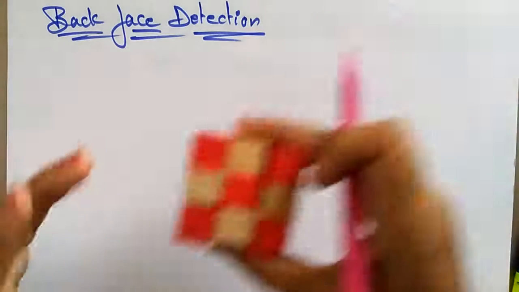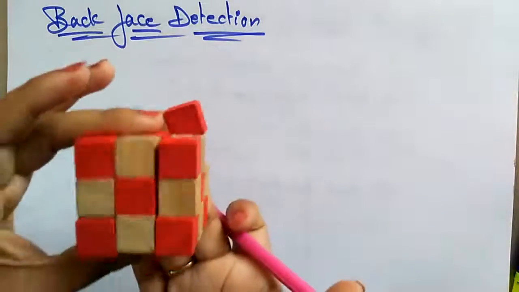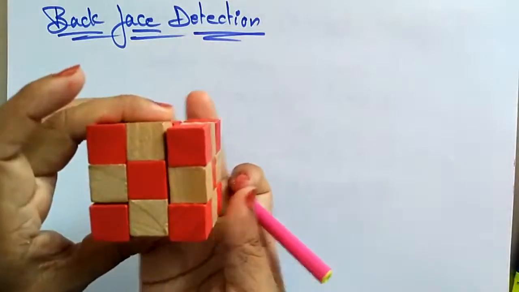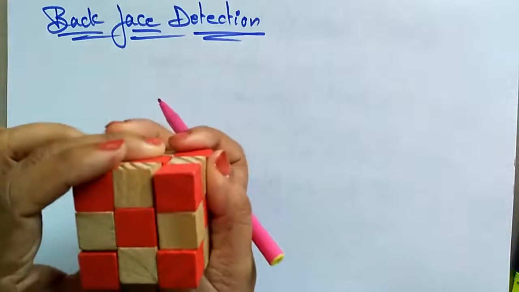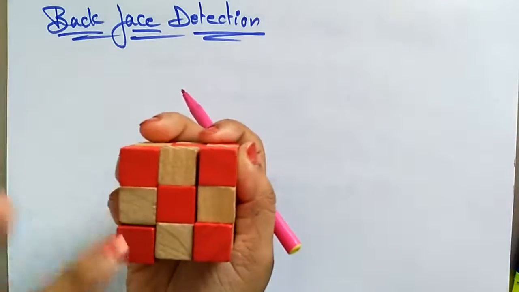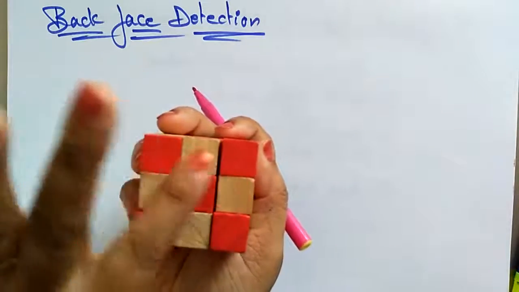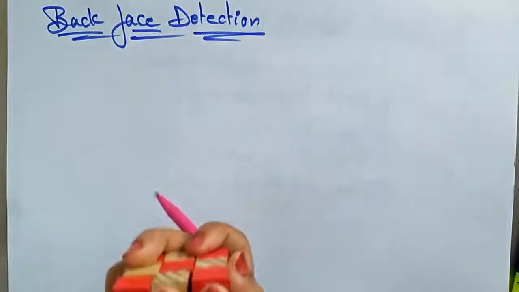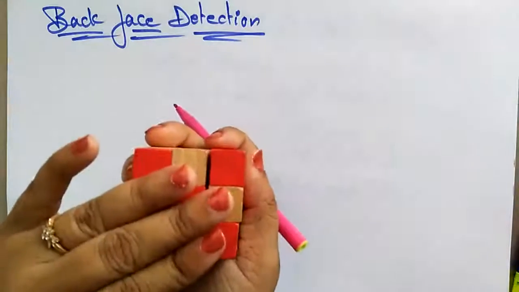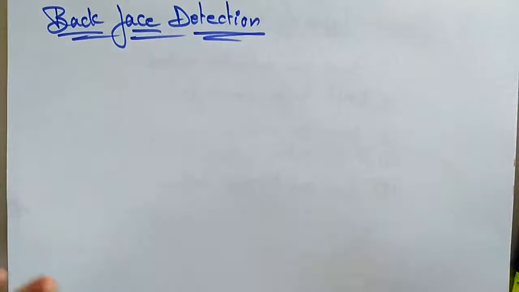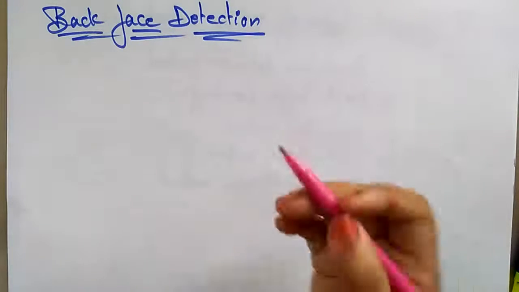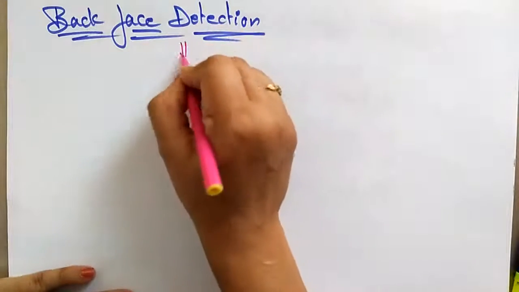So in the cube, if you take the back side, whatever the back view is, I need to detect it and clip that part, so that only the part that I am able to see, that is the front view, is calculated and stored in my storage. So now let's see back face detection. Actually, it is an example of the object space method.